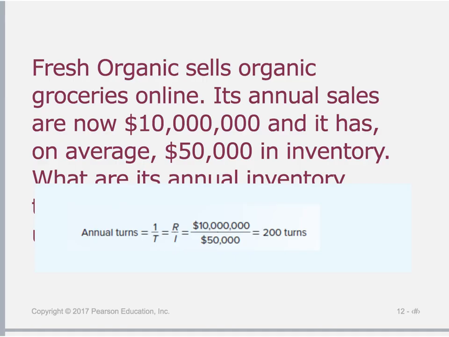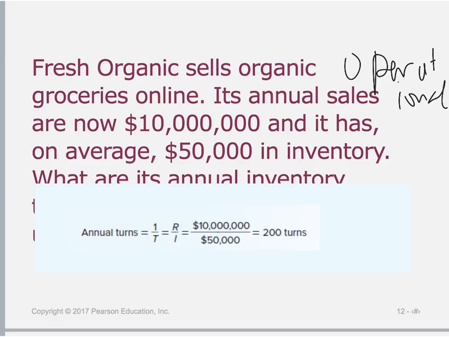So this one deals with operational terms. This example says Fresh Organic sells organic groceries online. Its annual sales are now $10 million and it has $50,000 in inventory. What are its annual inventory turns?